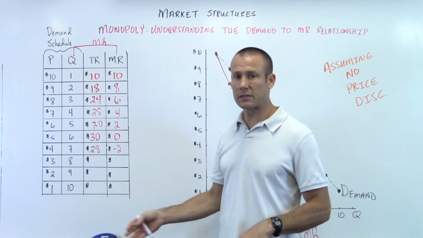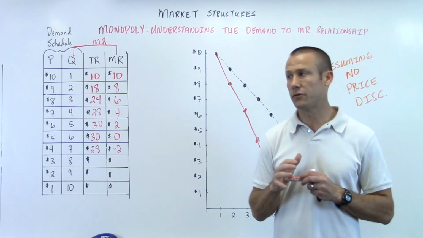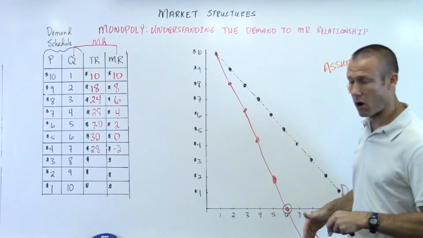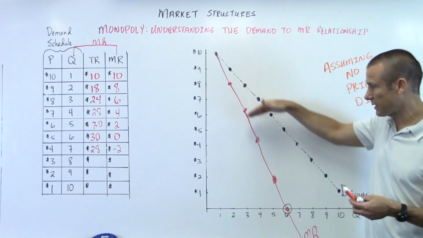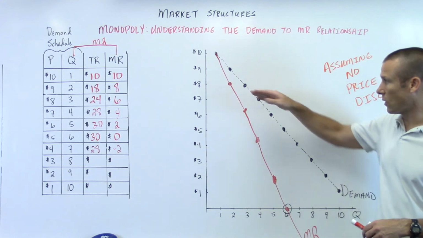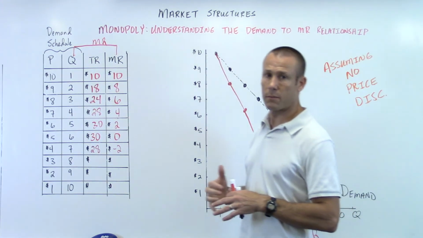We could fill out the rest of the table, but we don't have to. We've gotten what we really want to know. We have gotten now a visual of the MR breaking away from the demand. That's how I like to say it. It's breaking away at twice the slope in absolute terms, okay? So we've got MR lying underneath the demand curve for the monopolist.